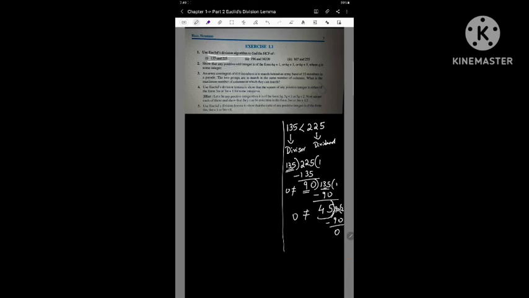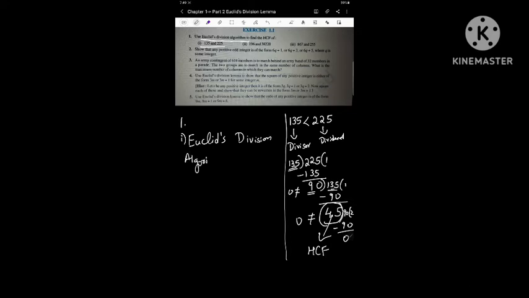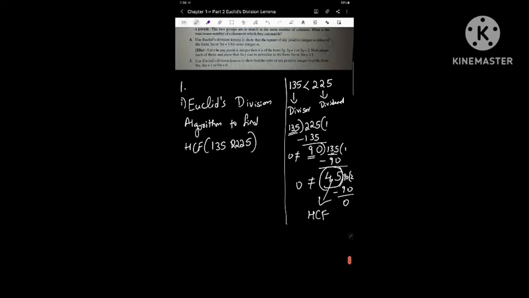So whatever we get as the divisor at this part will be our HCF. So now let's write Euclid's division algorithm for this. So first question, first part, Euclid's division algorithm to find HCF of 135 and 225. First we will consider this stage.